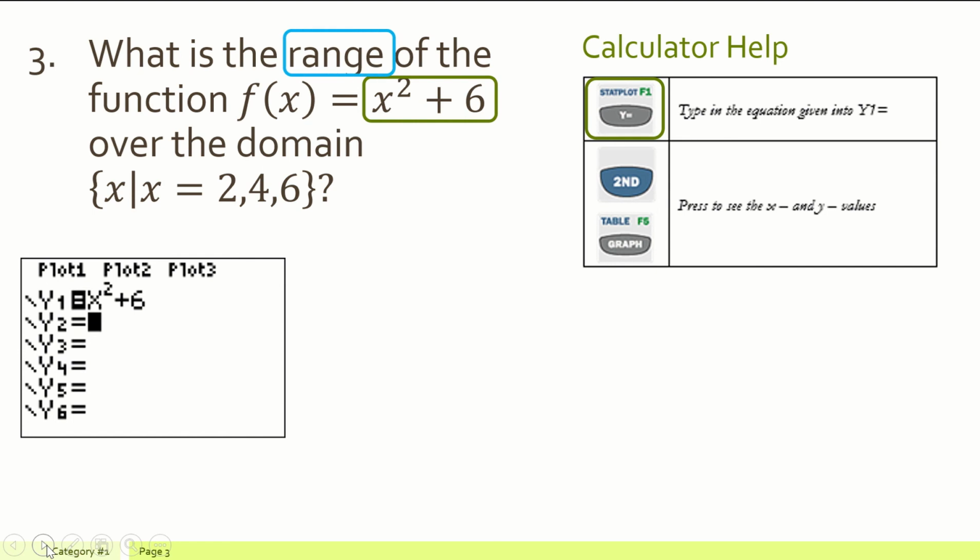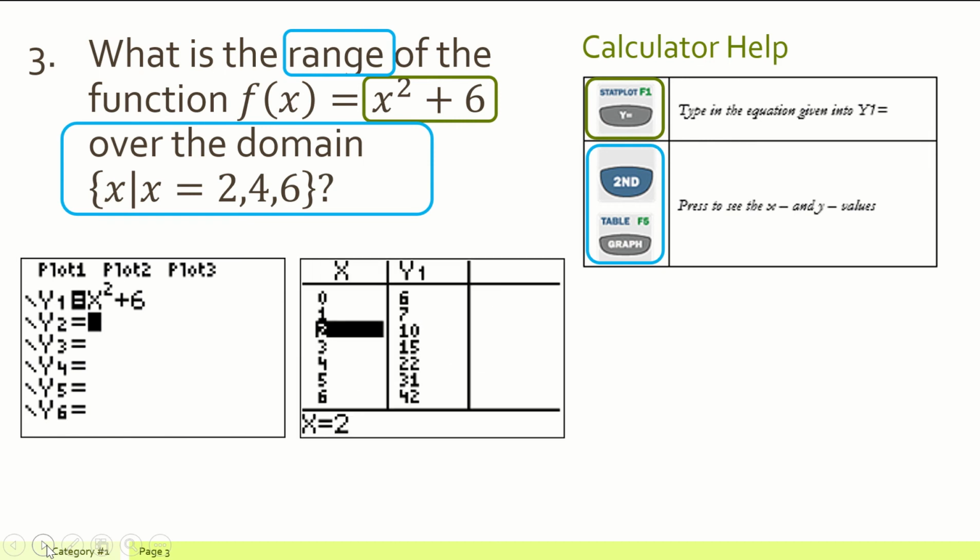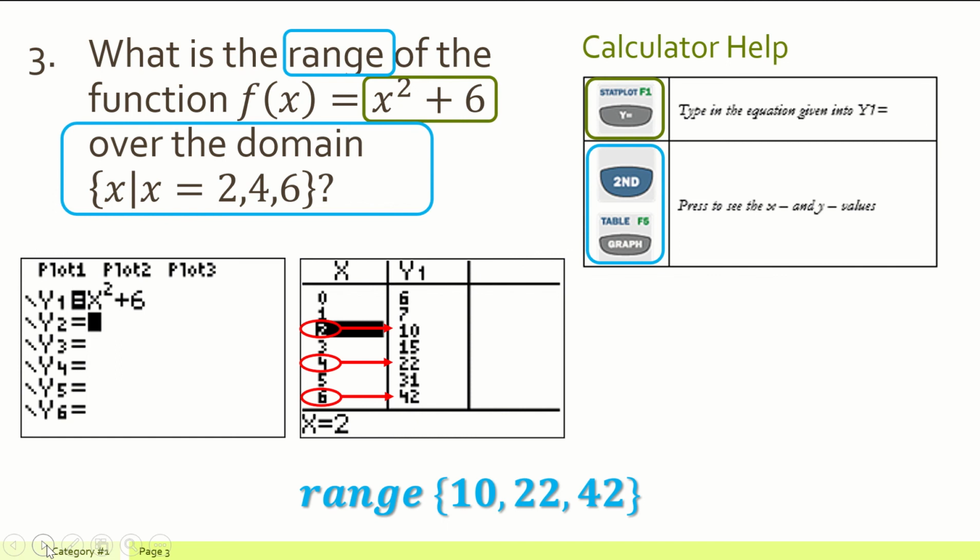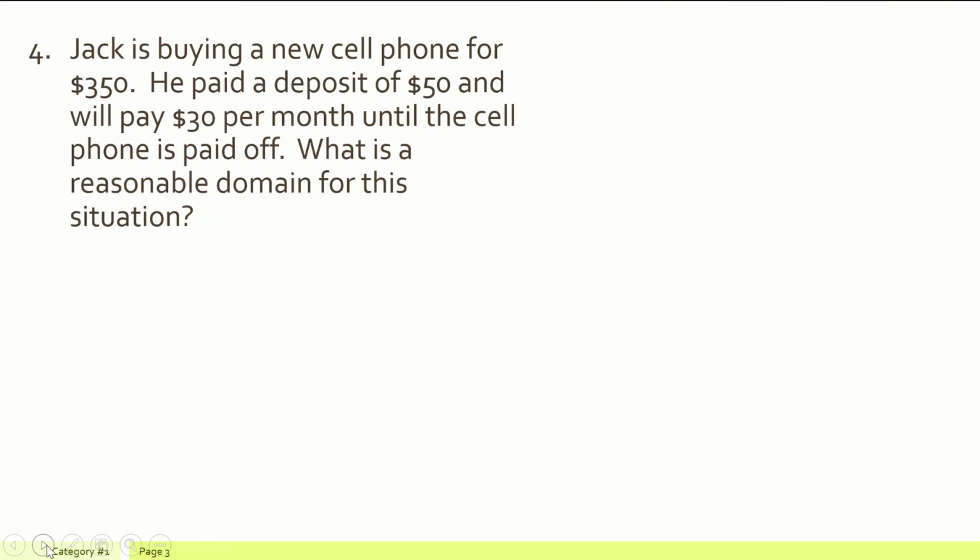What is the range? So this time we're looking for the y values when the domain, or the x values, are 2, 4, and 6. So in your table, you want to look when x is 2, the range, or y value, is 10. When x is 4, y is 22. And when x is 6, the range, or y value, is 42. You can list those least to greatest: 10, 22, and 42.